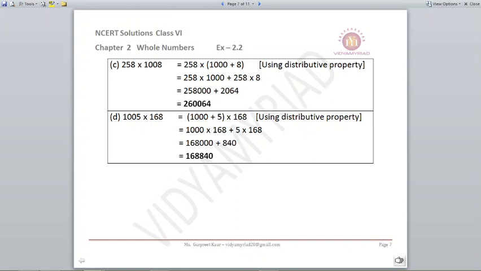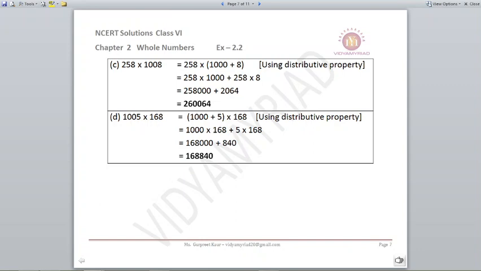The last part, 1005 into 168. Now you will be wondering every time I was using the second part for splitting. So here I can use this splitting in any way, wherever I find my calculation will become easier. Now is it easier to break 1005 or is it easier to break 168?